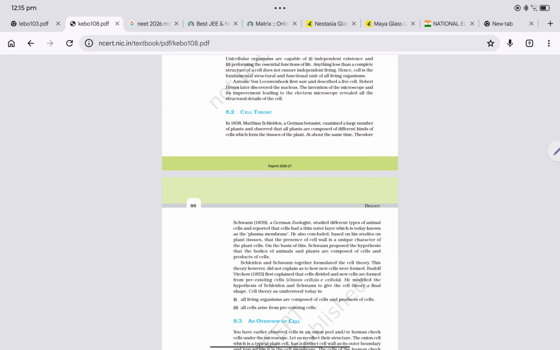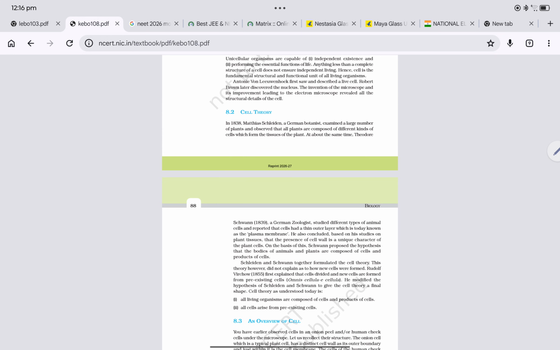On the basis of this, Schwann proposed the hypothesis that the bodies of animals and plants are composed of cells and products of cells. Schleiden and Schwann together formulated the cell theory. This theory, however, did not explain how new cells were formed. Rudolf Virchow, in 1855, first explained that cells divide and new cells are formed from pre-existing cells, omnis cellula e cellula. He modified the hypothesis of Schleiden and Schwann to give the cell theory a final shape. Cell theory, as understood today, is: first, all living organisms are composed of cells and products of cells. Second, all cells arise from pre-existing cells.